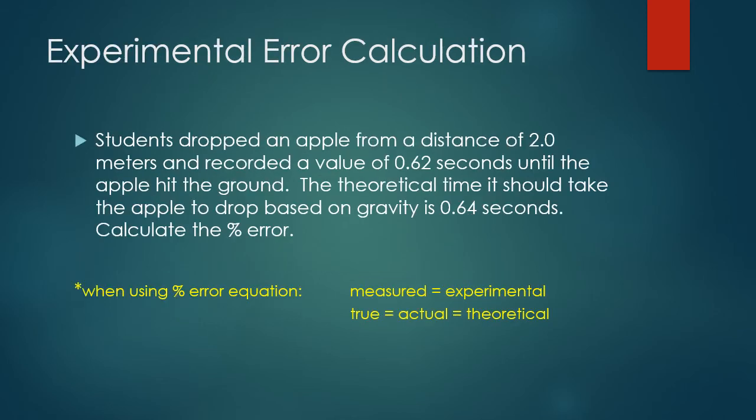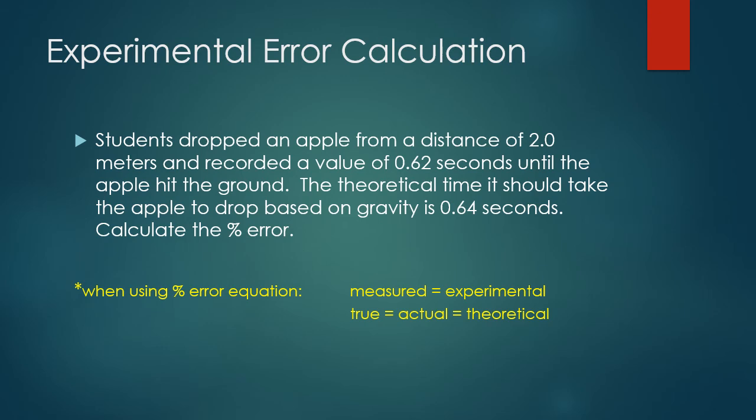So an example that you might see using the experimental error calculation would be this word problem below. The word problem is saying that a student dropped an apple from a distance of 2 meters and it took 0.62 seconds for the apple to hit the ground. That's what they recorded. The theoretical time it should take based off of gravity is 0.64 seconds. Calculate the percent error. So how far was the student off from what the value should have been? So you're going to use that equation on the previous slide.